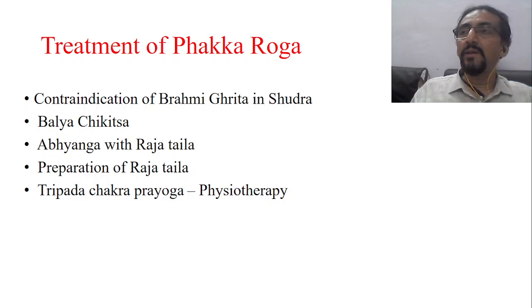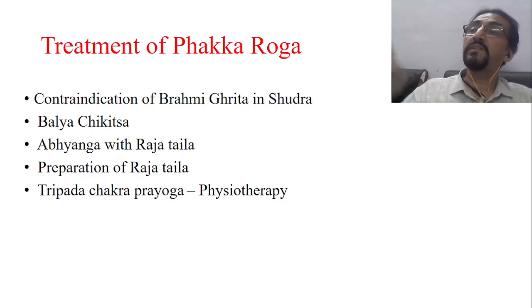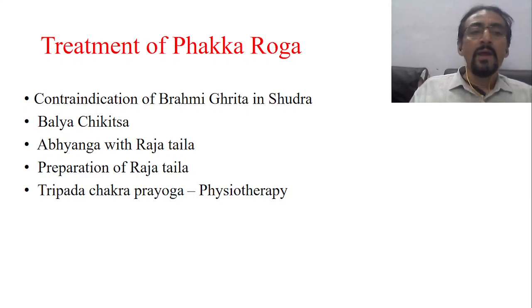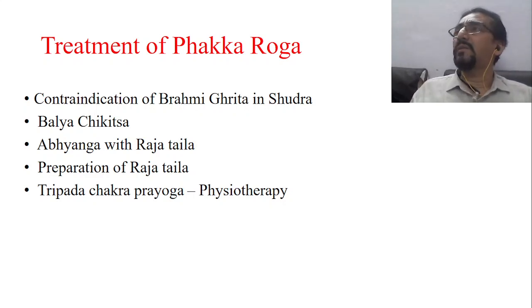One is, why Brahmi Grita should not be given to the Shudra. When you are doing the treatment, it should be given to all, but why should it not be given to Shudra? And another is, if by mistake the physician administers it, the physician will not go into Swarga. That means he will be badly affected. But looking at all the things, I think that FTT like condition is a chronic condition, or Phakka is a chronic condition which needs a continuous treatment.